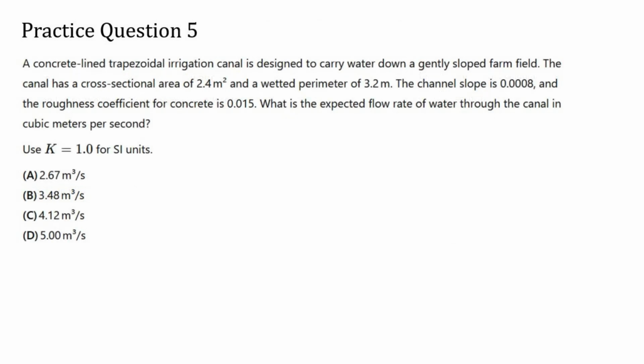Practice question 5. A concrete-lined trapezoidal irrigation canal is designed to carry water down a gently sloped farm field. The canal has a cross-sectional area of 2.4 meters squared and a wetted perimeter of 3.2 meters. The channel slope is 0.0008 and the roughness coefficient for concrete is 0.015. What is the expected flow rate of water through the canal in cubic meters per second? Use K equals 1 for SI units.